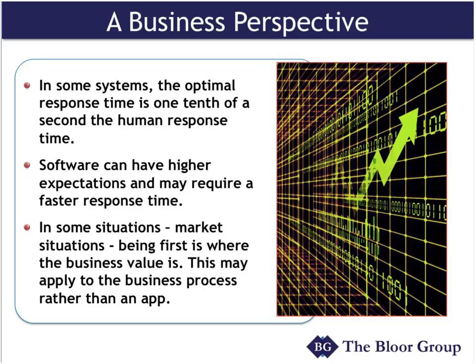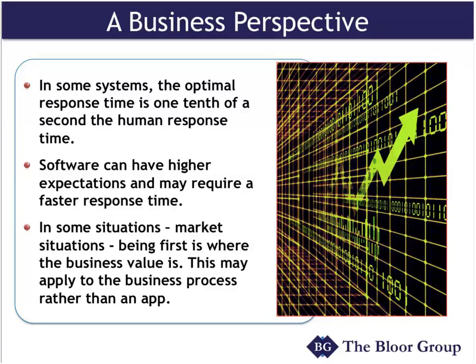Here's just a business perspective. In some systems, the optimal response time is 1/10 of a second. That's human response time. 1/10 of a second is the time it takes a cobra to bite you. If you're standing in front of a cobra and it decides to bite you, it's too late, because you can't respond in 1/10 of a second. It's about the time it takes for the ball to leave the hand of the pitcher and reach the batter. As he sees the ball thrown, he's got to respond at exactly that point in time. It's human response, an interesting thing.